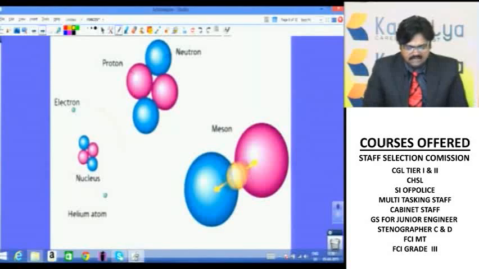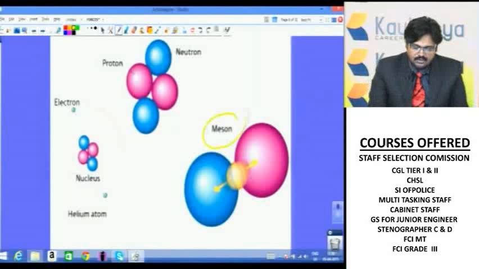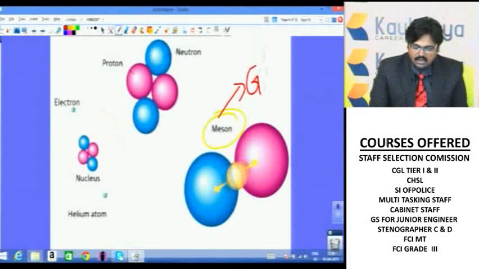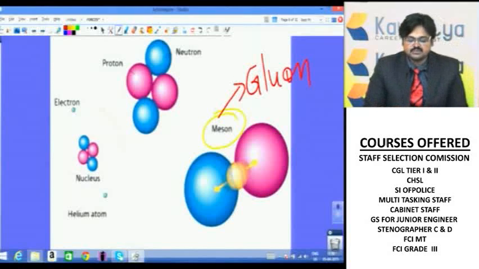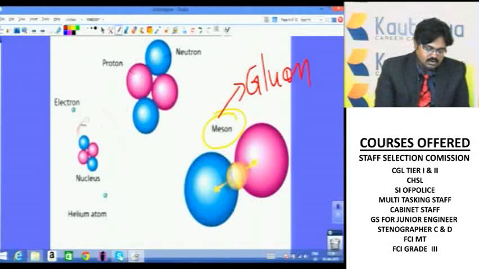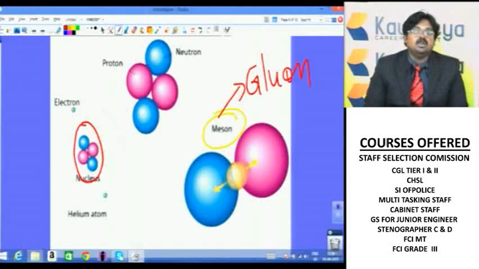so I have given a simple diagram. Now here meson. Now what do you mean by meson? A meson is actually a gluon. Okay, so meson is a particle that is exchanged between a proton and a neutron. So I have protons and neutrons, and these protons and neutrons exist within the nucleus.